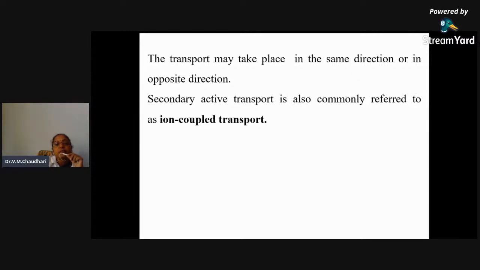So secondary active transport is also known as ion coupled transport. Ion coupled transport म्हणजे coupled transport आहे. Coupled means either movement of molecules in the same direction or in the opposite direction, but the two molecules move simultaneously in the secondary active transport, hence it is also known as ion coupled transport.